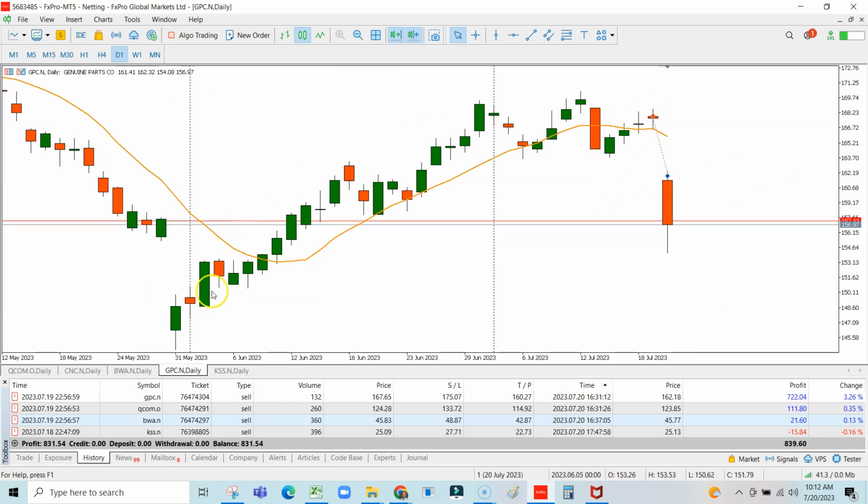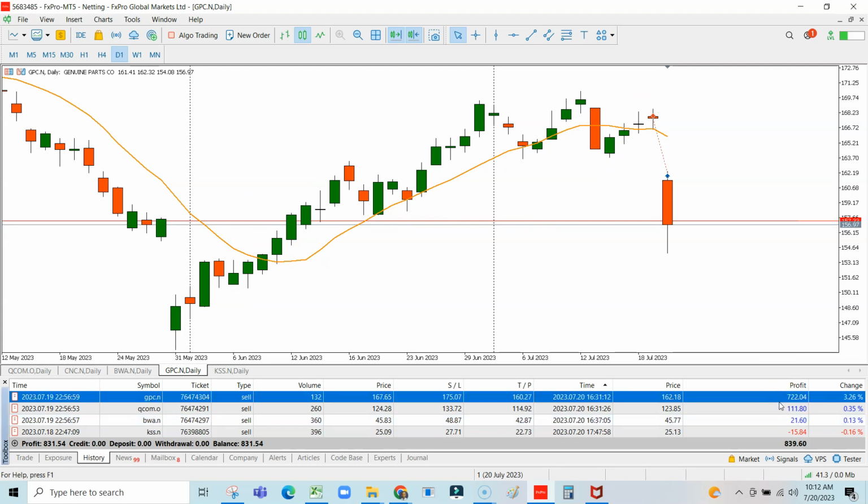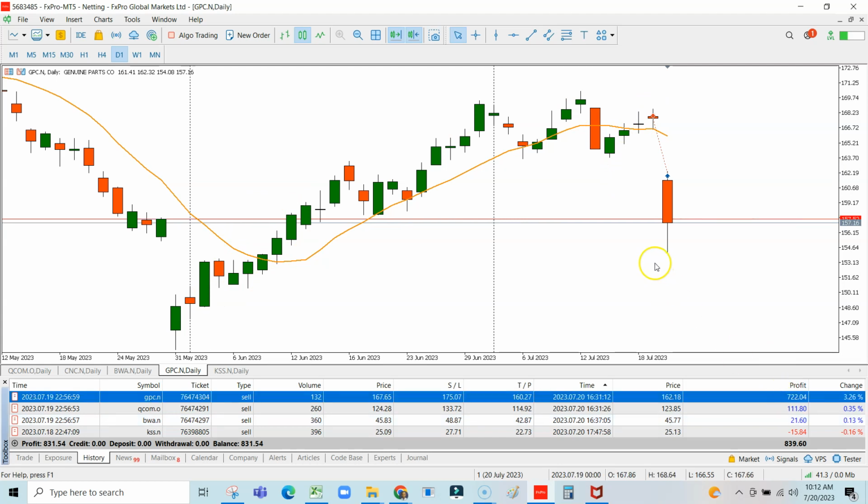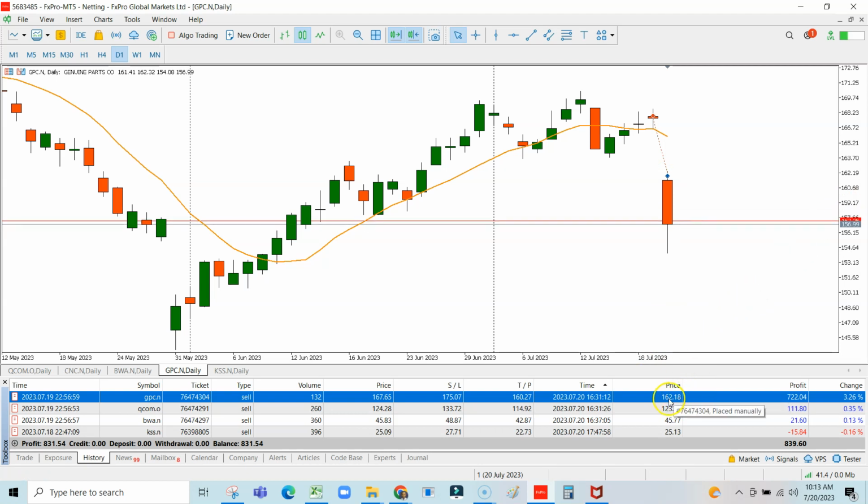Like for example, this is the company that paid us about $722 this morning. And trust me, I think I missed out on probably like a $2,000 trade because I closed so quickly. This is where we took profit, at $162.18, apologies. And it's now trading at $156. So I definitely should have just moved to break even and held the trade.